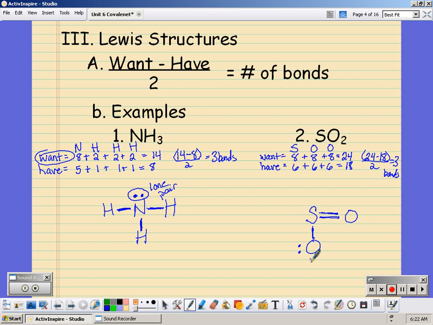This oxygen has access to 4 electrons coming from the double bond, so that means it's not sharing 4 electrons. The sulfur has access to 3 different bonds, so that's 6 electrons. That means it's not sharing 2 electrons.